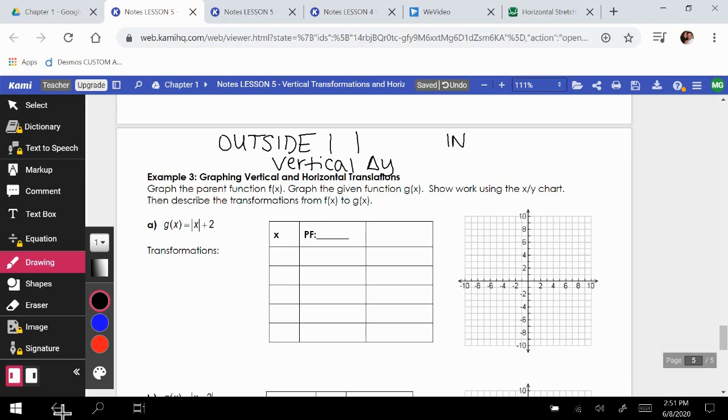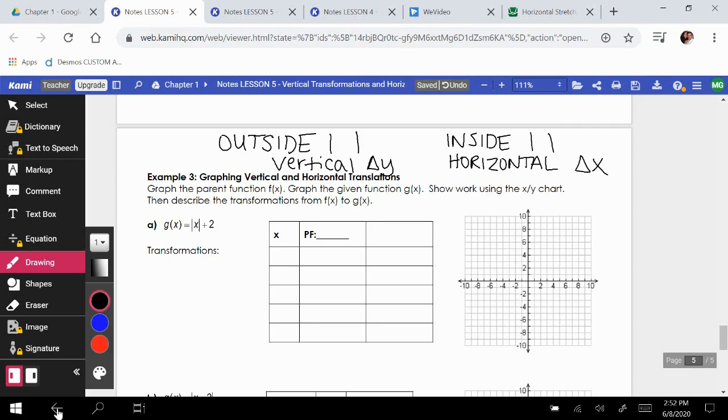Okay, inside of absolute value, is that going to be horizontal or vertical? Anything inside is going to be horizontal. Does horizontal movement change the x values or the y values? Think of your horizontal axis. That's going to change the x values. Okay, so we're just going to use that as a rule of thumb.